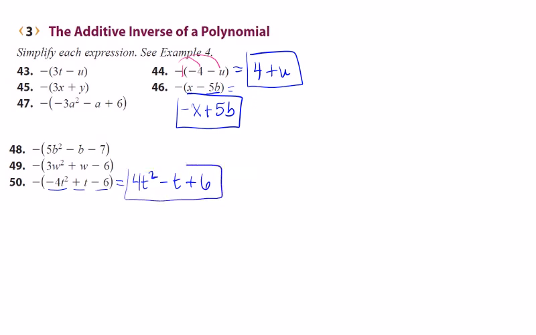All right, we'll do number 48 just for good measure. So in front here, 5b squared is going to change to -5b squared. Negative b turns to positive b, and -7 turns to +7. All right.